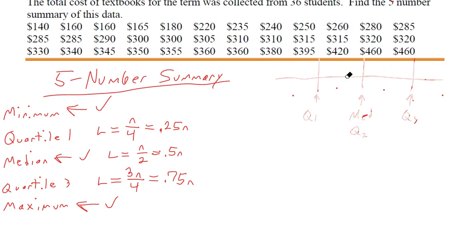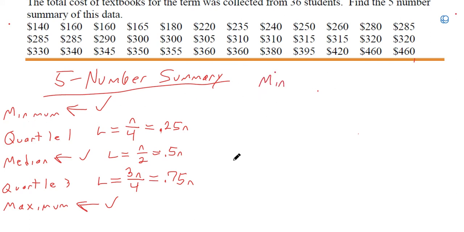All right, so erasing all this so I have a little more room. Okay, so if I work through this, first the minimum, that's the easiest one. The minimum here is the lowest number, it's 140. Done. The maximum, also pretty easy. The largest number, 460. Done. The other three take a little bit more work.